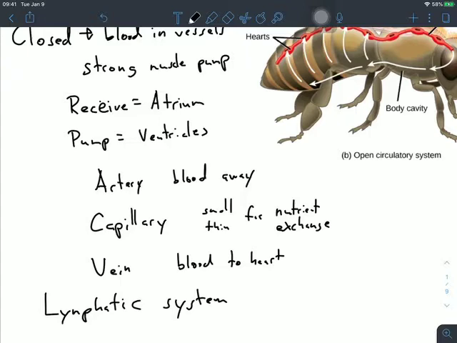As it turns out, it's really easy for bacteria and viruses to procreate in the blood, and that's a very scary prospect. The lymphatic system is there to catch and filter out and remove the viruses and bacteria that may find their way into the bloodstream. So closed circulatory systems will always have an associated lymphatic system.